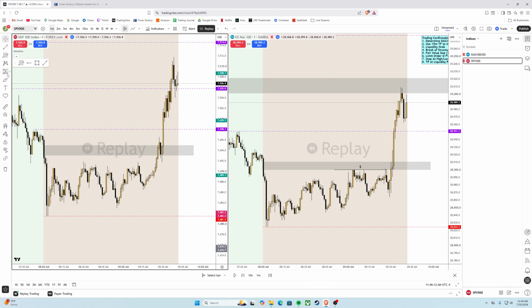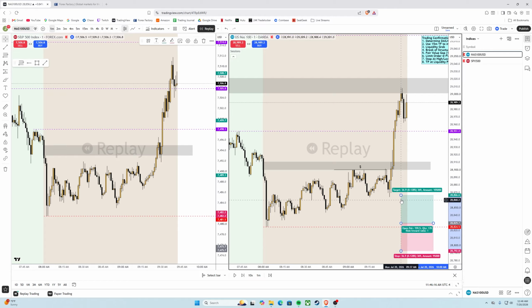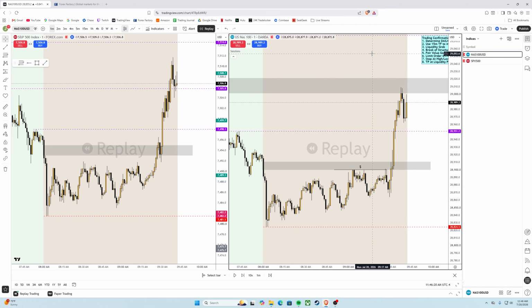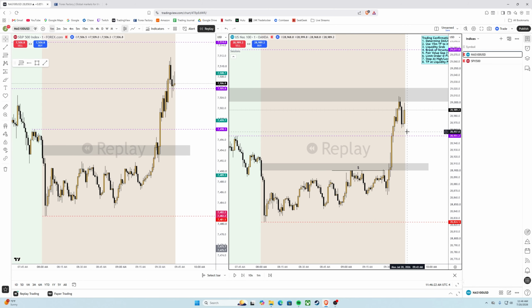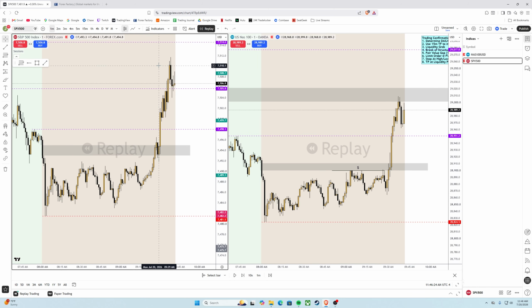The same idea with the NAS, which we're waiting for price to go to this level because we want to take price for a buy. We want to ride price all the way up, not take price when price already made the expansion move higher.